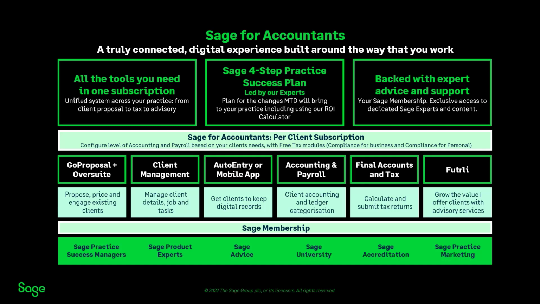Build and deliver a clear, confident, and profitable plan for Making Tax Digital with a 4-step practice success plan. Don't let scope creep and profit slip with the help of GoProposal. Never miss a deadline or client opportunity with client management. Less paper chasing and manual admin with auto entry and the mobile application. Help your clients grow with confidence using our accounting, payroll, and compliance solutions. And grow the value and offer to clients with advisory services, with smart reporting and our new acquisition Futurely. And to support this journey, we provide expert learning, human support, and advice when and how you need it.